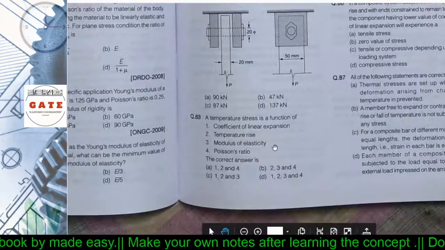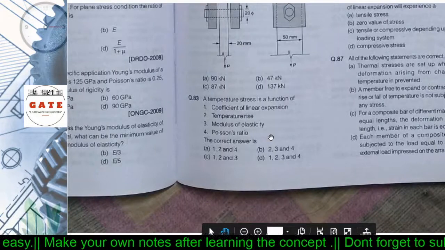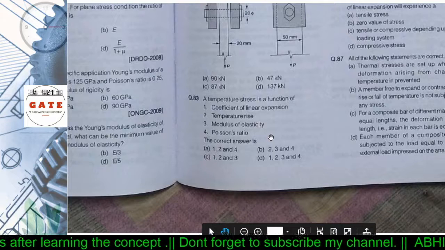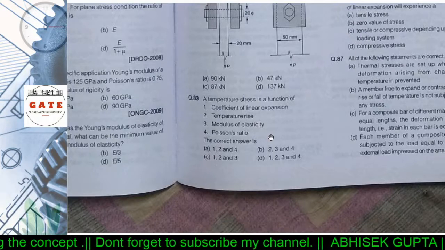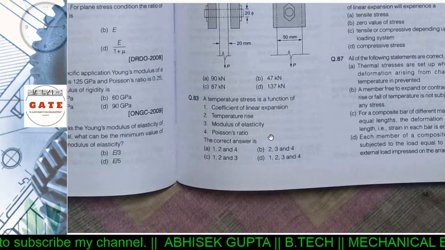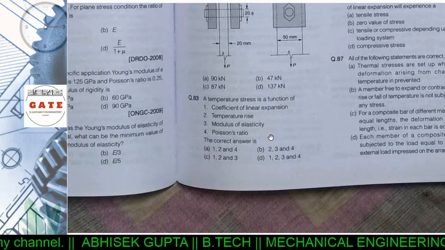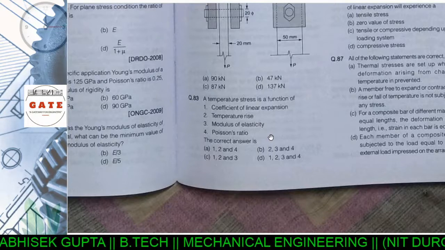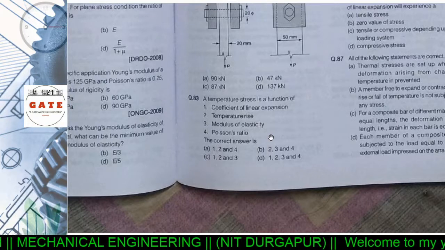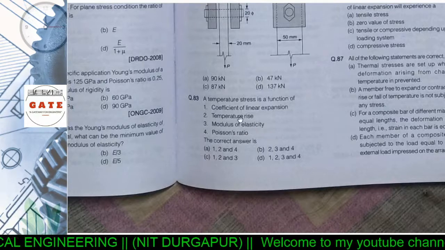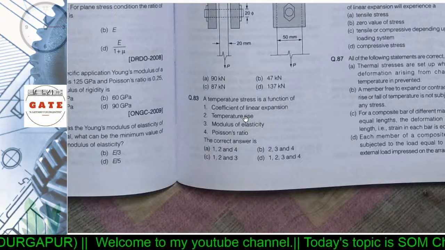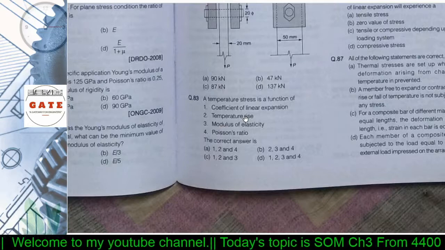So moving to the next question, question number 83. The temperature stress is the function of, yes, please comment the answer. Temperature stress is the function of coefficient of linear expansion, temperature rise, modulus of elasticity, Poisson's ratio. The temperature stress sigma T is given as E alpha delta T. So E alpha delta T. E is modulus of elasticity, alpha is coefficient of linear expansion, delta T is temperature rise. So 1, 2 and 3. Option C is correct. Question number 83, option C.